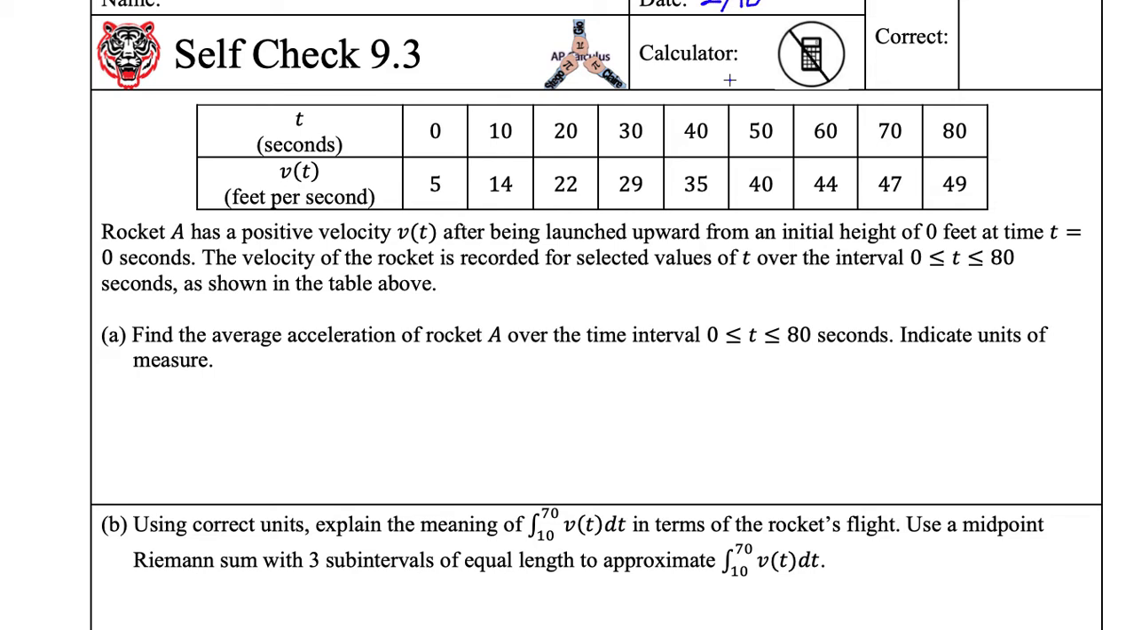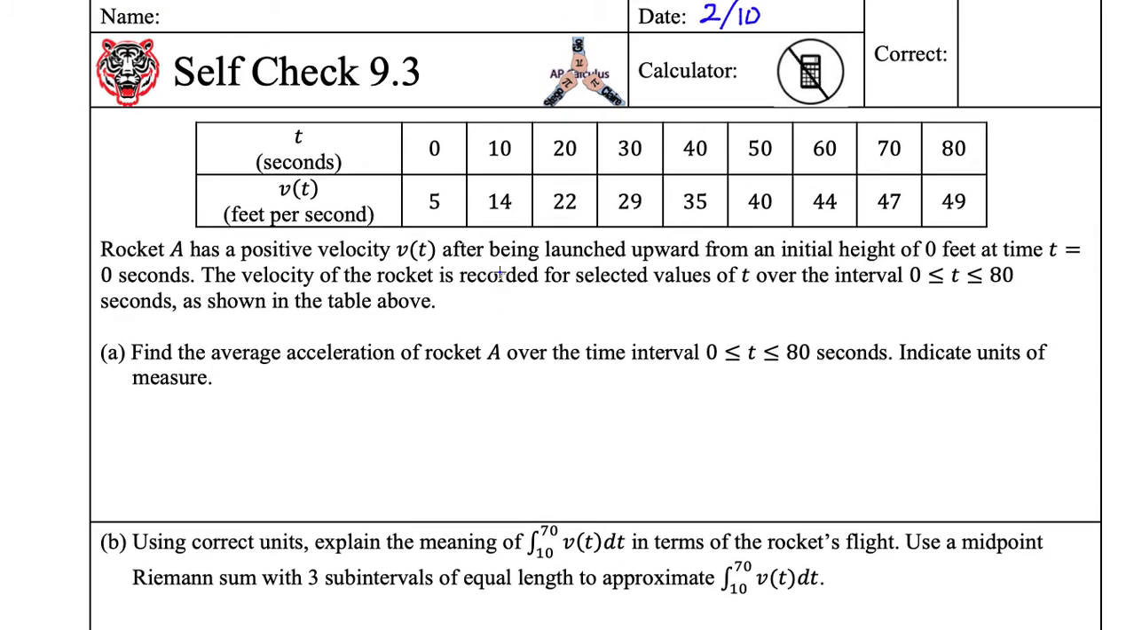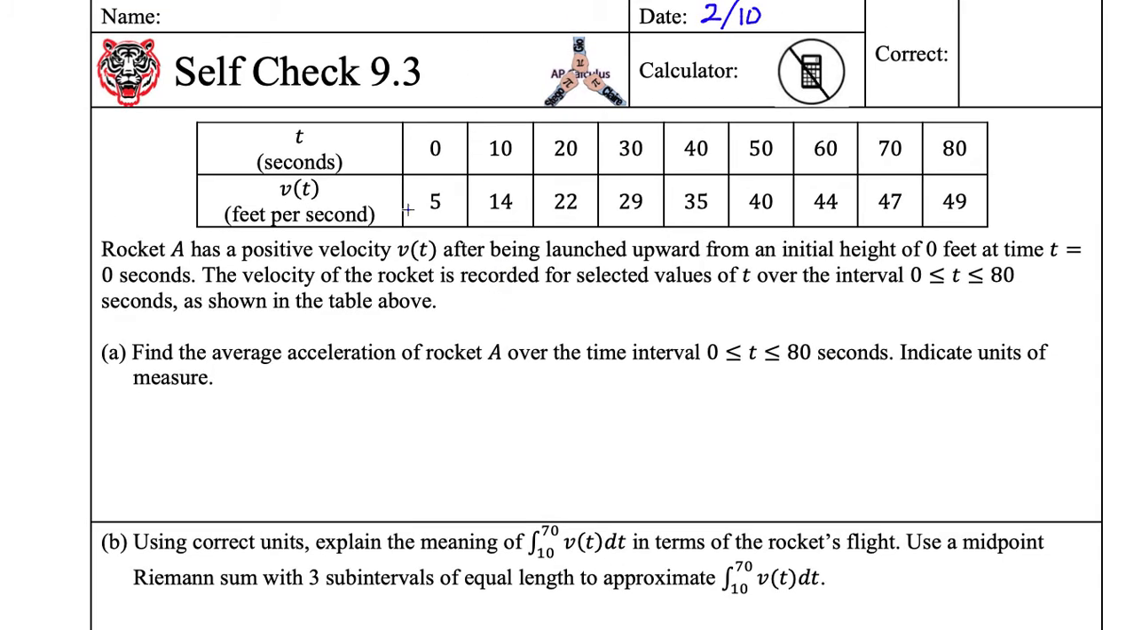Let's get right into it. I would give yourself 15 minutes if you can, 10 minutes if you can't, to do this problem. This is a heavily modified version of an actual AP problem. So rocket A has this velocity at those times every 10 seconds.